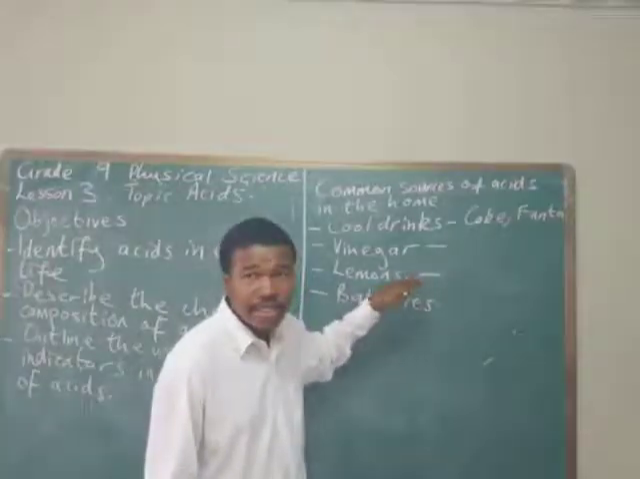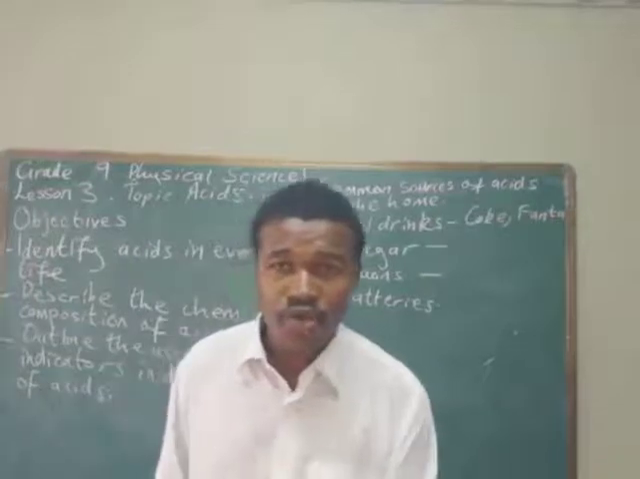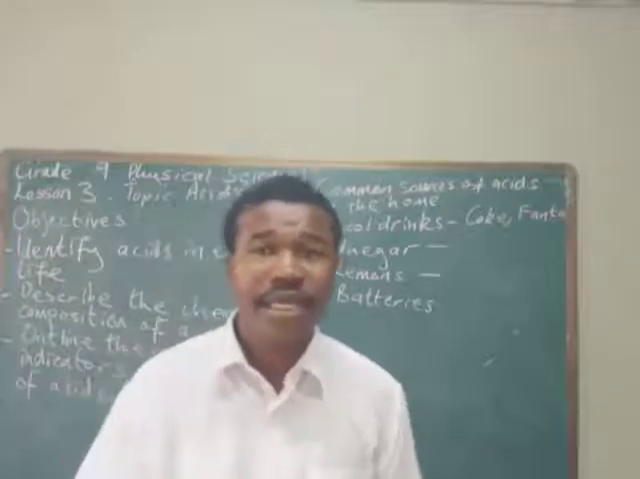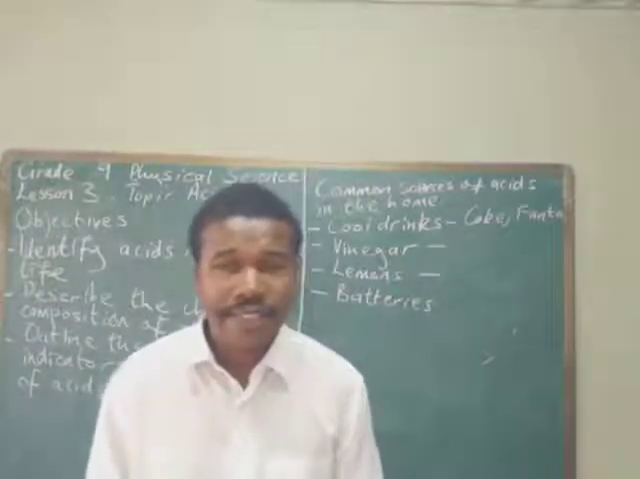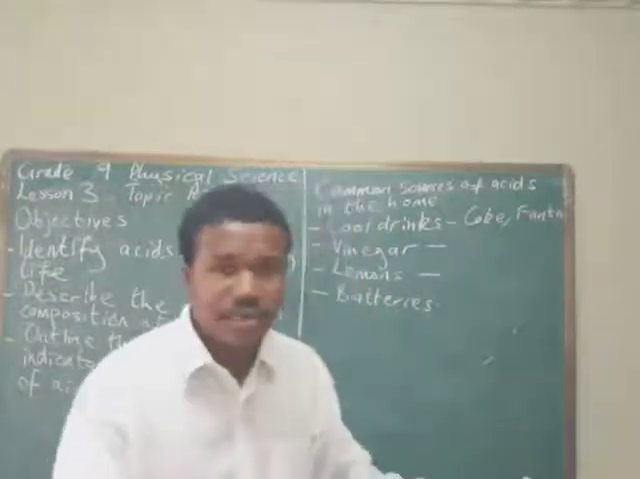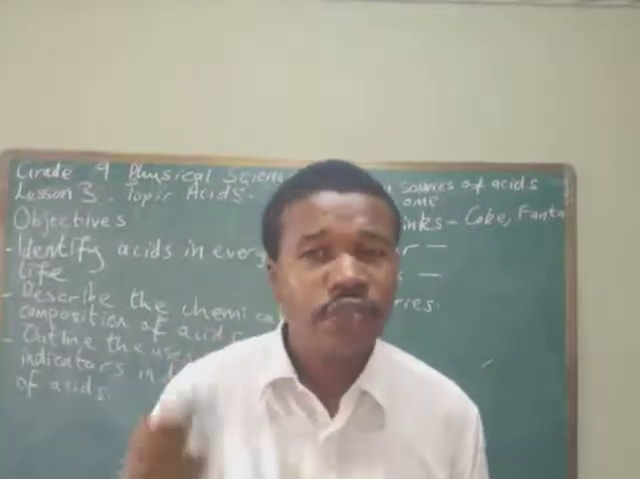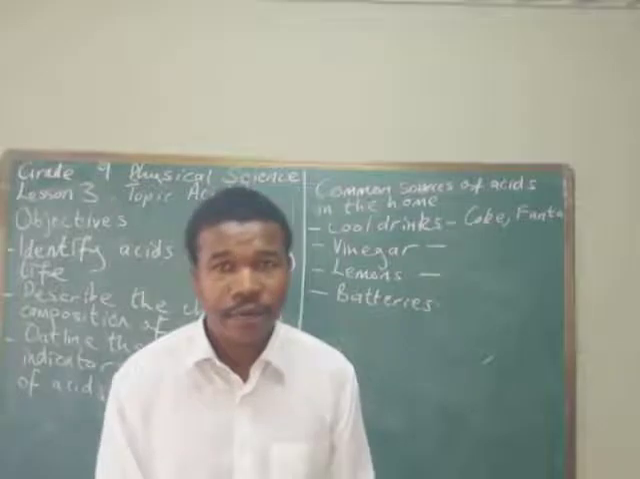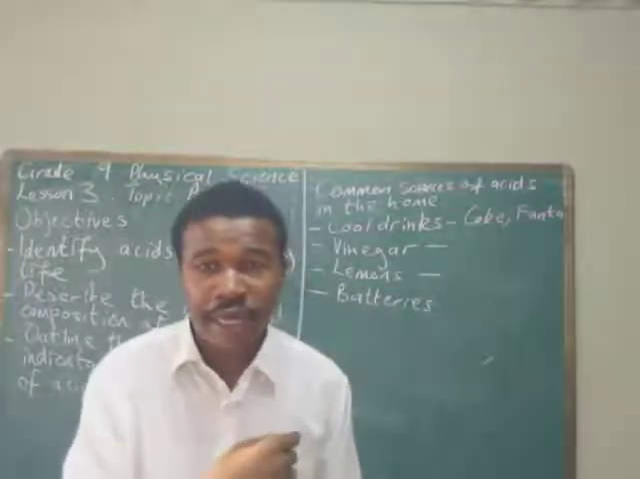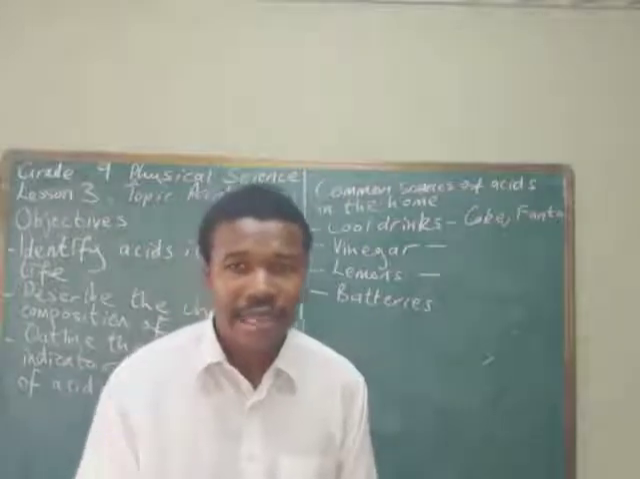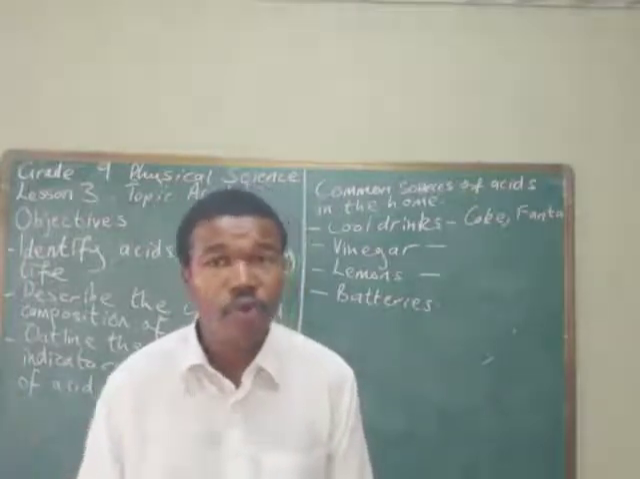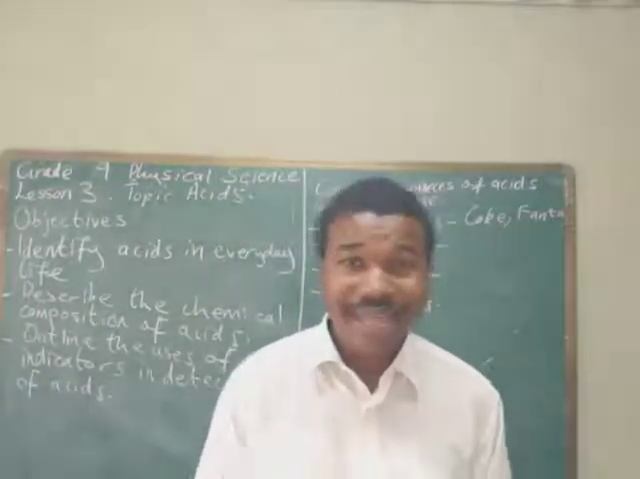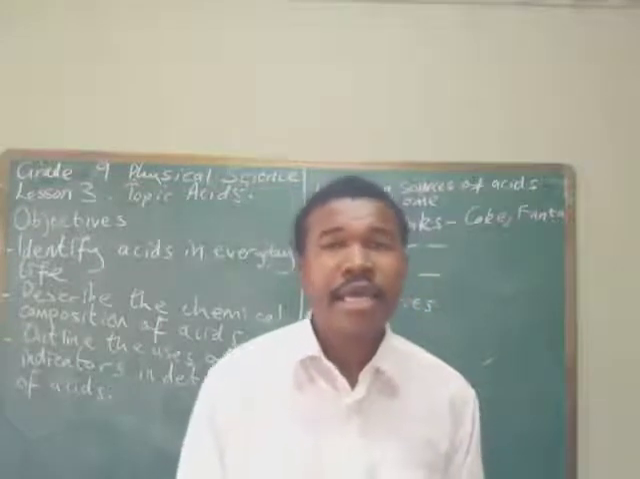Lemons and other citrus fruits are also acidic in nature. We also have batteries, definitely. Batteries contain acids in them. So these are household items which you see all around the house, and you don't actually get to know that the substance inside this battery is acidic. So we are now able to identify some common sources of acids in the household.